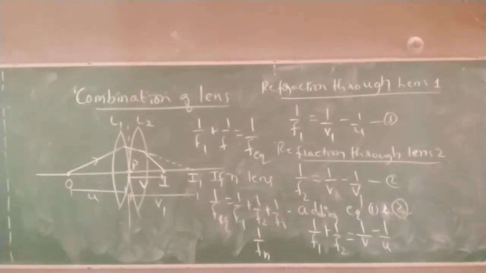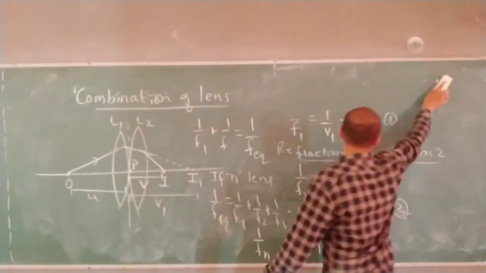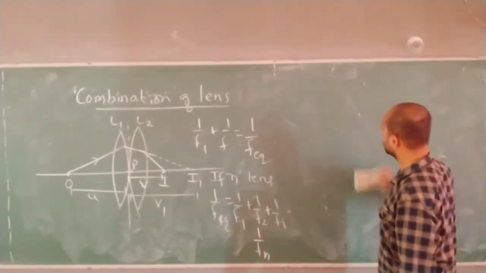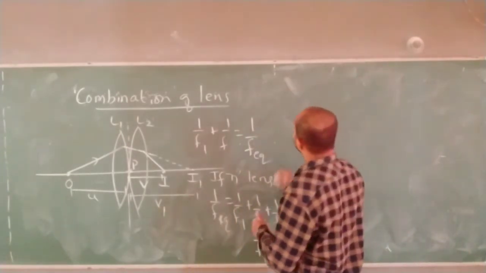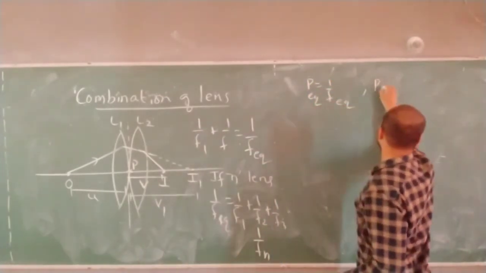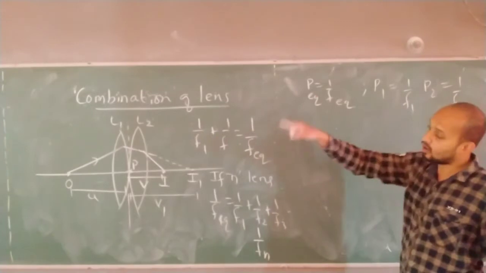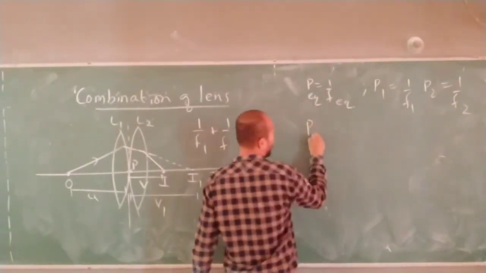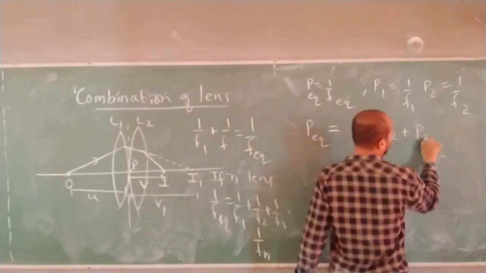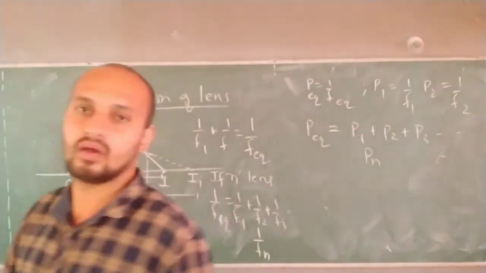Correct now? From this you can even write power, because power is defined as P is equal to 1 by F equivalent. P1 is equal to 1 by f1, P2 is equal to 1 by f2. For a combination of lenses, P equivalent can be written as P1 plus P2 plus P3, and so on up to Pn. Got it now?